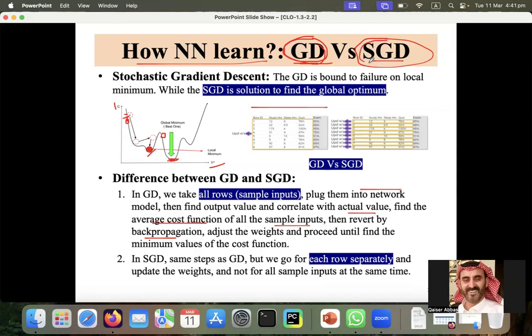For stochastic gradient descent, it will do the same steps again, but it will consider the data in your data set row by row. It will update the weights row by row. It will not take the average. That is the difference between GD and SGD.